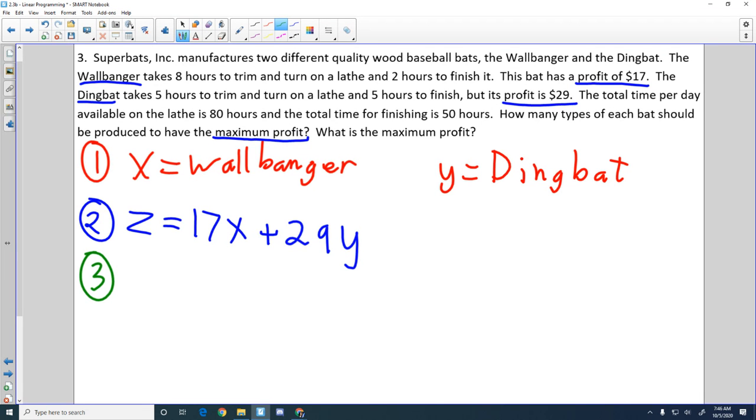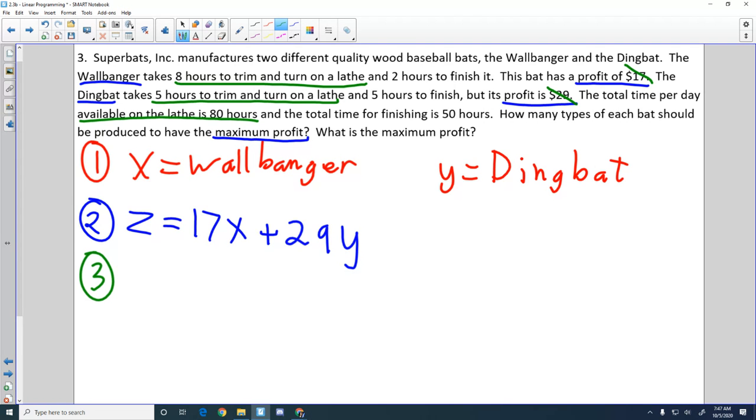And then we've got our constraints. So let's cross off those dollar amounts so that I don't accidentally write a constraint with those. And it says that this wallbanger takes 8 hours to trim and turn on the lathe, where the dingbat takes 5 hours to trim and turn on the lathe, and the maximum time available on the lathe is 80 hours. So I know that that's going to be one of my constraints.